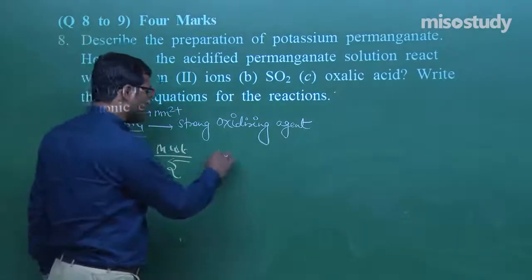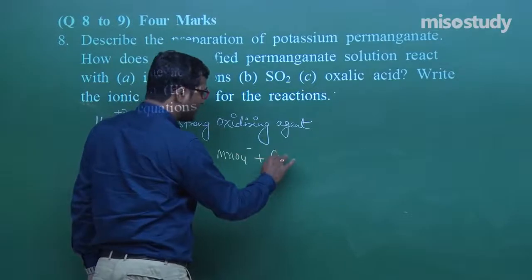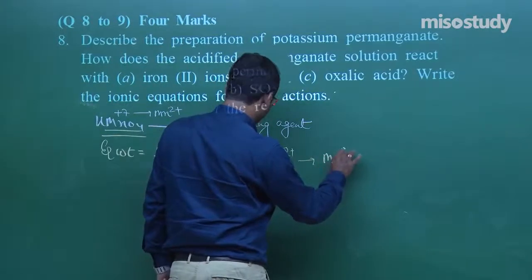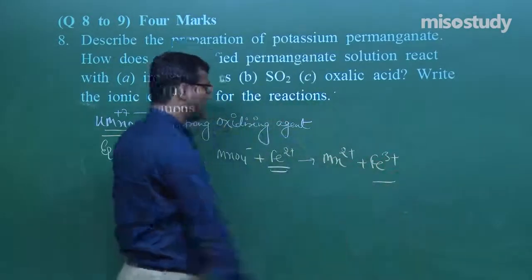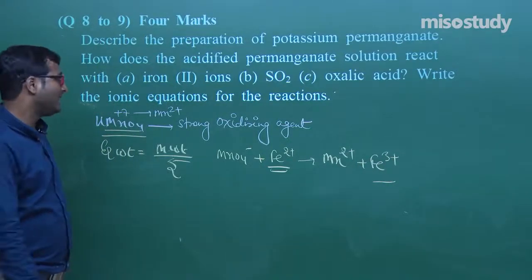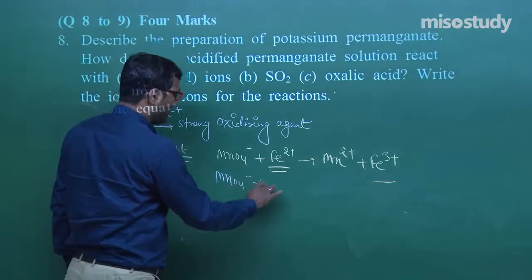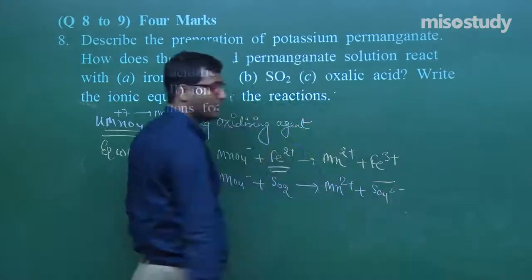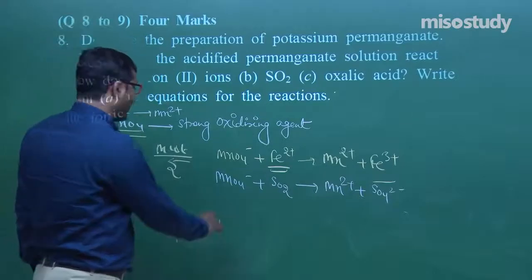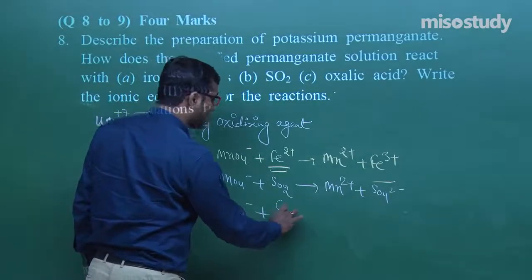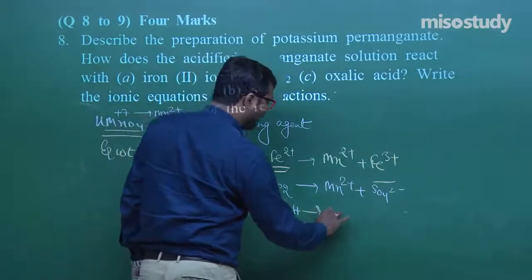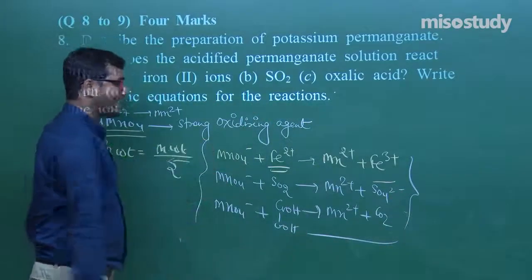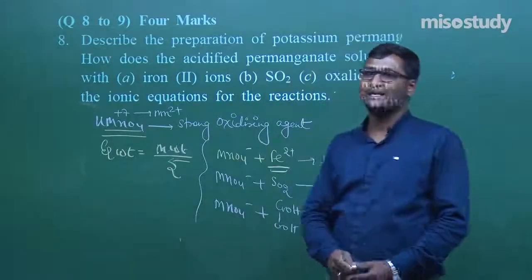Now what will happen is very simple. MnO4 minus when treated with Fe2 plus, that is iron 2 ion, gives you Mn2 plus and Fe3 plus. It oxidizes Fe2 plus to Fe3 plus, my friend. Similarly, MnO4 minus when treated with SO2 gives you Mn2 plus and sulfate ion SO4 2 minus. Am I right? Now MnO4 minus when treated with oxalic acid, what will happen? It is converted to Mn2 plus and oxalic acid is converted to CO2. It shows that it acts as a strong oxidizing agent in acidic medium, my friend.